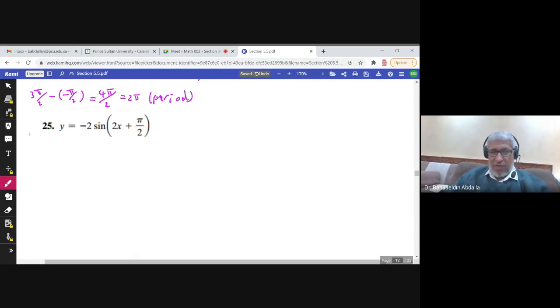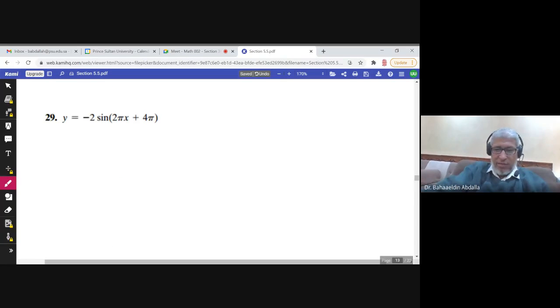Please try this one, and don't forget that the minus will just switch the maximum and the minimum. Okay, let us do this one. 29. What is the amplitude? Absolute value of negative 2, which is 2.